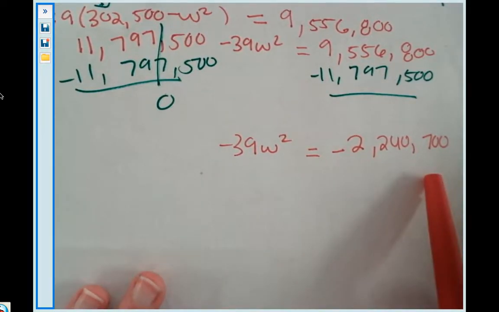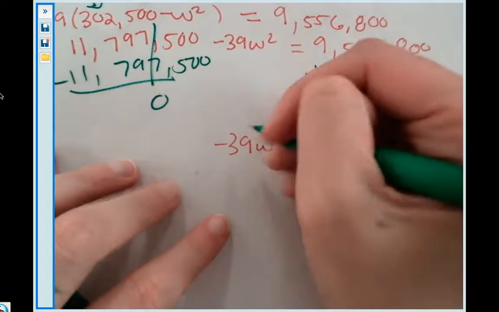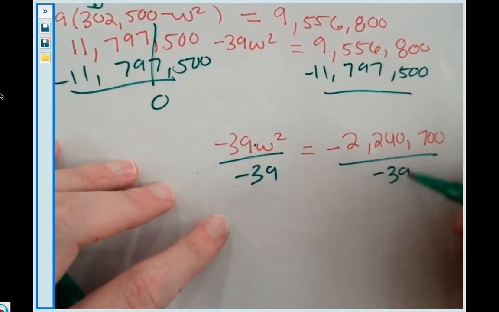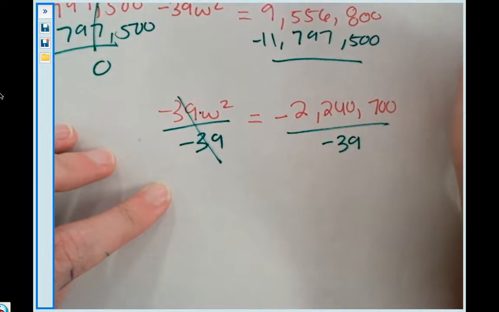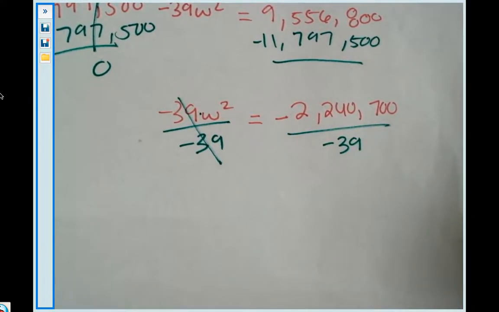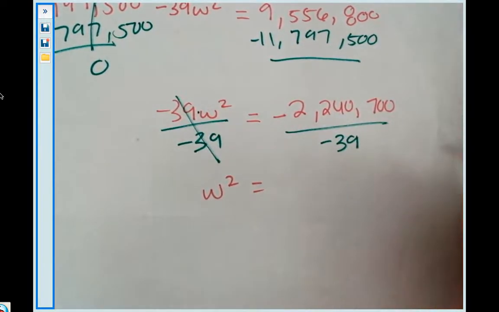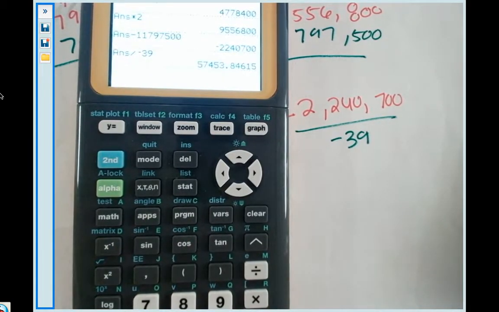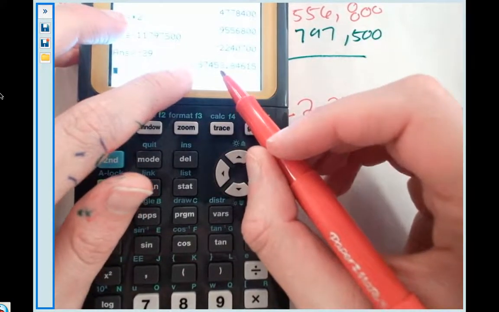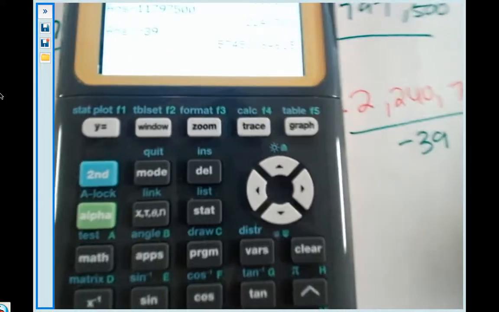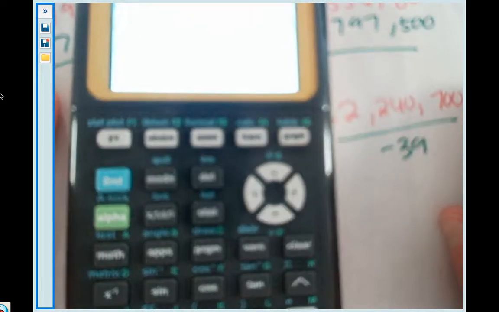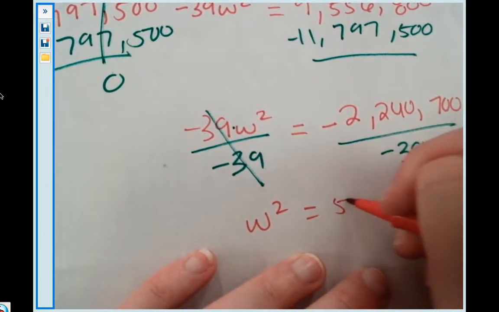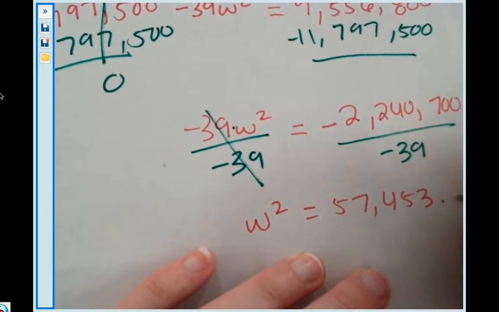I need to move this negative 39 to the other side. So the way we do it, since it's secretly multiplying to my w squared, is by dividing both sides by that bad boy right there. All right, which on this side will cancel. So we're left with w squared equals whatever that is divided by negative 39. So under nifty calculator, divided by negative 39 will give us 57,453, and I'm just going to round to the nearest decimal since that's kind of what the problem told us to do. All right, so it would be 0.8. Okay, so we have 57,453.8.